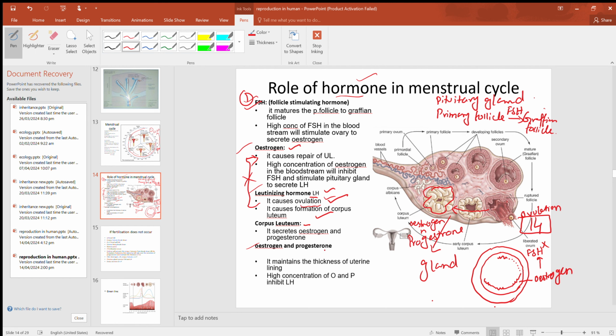What is the role of estrogen and progesterone? It maintains the thickness of uterine lining. Over here, after ovulation, there begins the role of estrogen. It maintains the thickness of uterine lining. So over here we will write down estrogen and progesterone. And again, high concentration of estrogen and progesterone in the bloodstream will inhibit what? LH. Now remember these points of inhibition. Okay, it will come later.